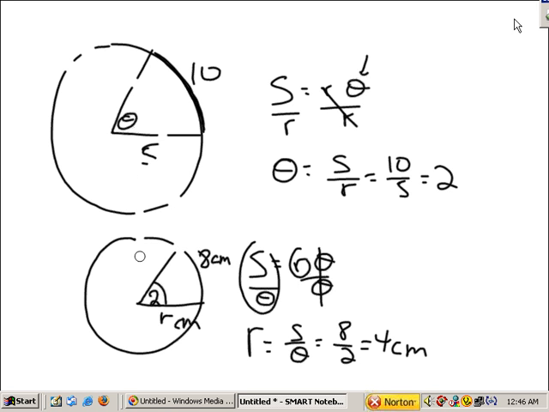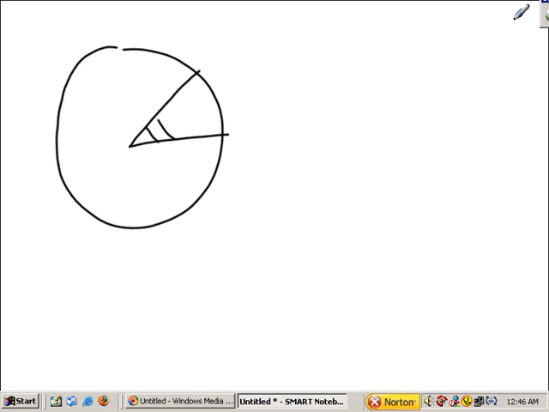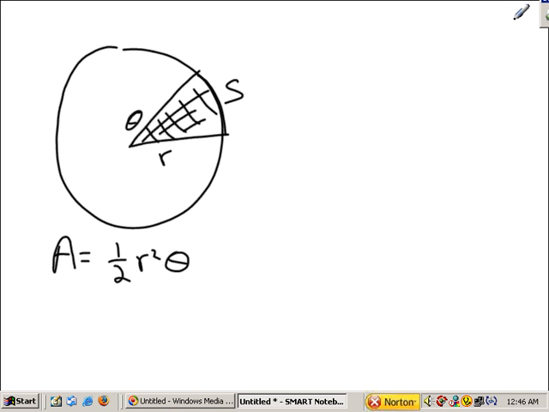The next formula we want to talk about is, what is the area of that sector that's cut off? That is, what is this area? Given an angle theta, a radius, and the arc length, it turns out that the area is 1/2 R squared theta. In fact, you don't even need to know S. You just need to know the radius and the angle.